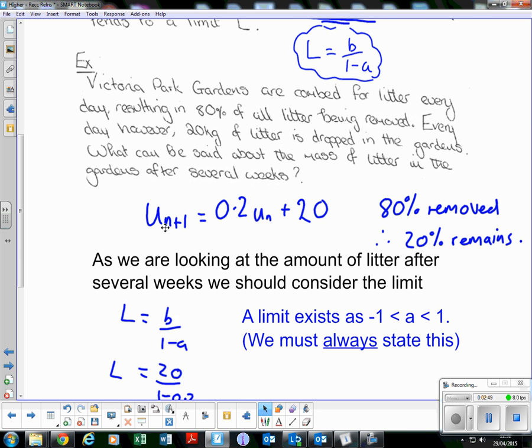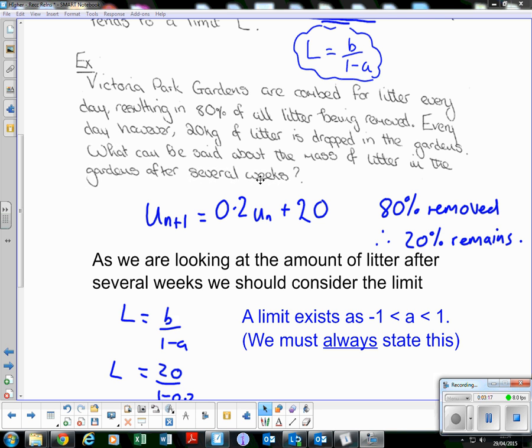So on the next day, u(n+1) will be 20% of what there was on the current day. So 0.2 times u(n) plus 20. The plus 20 is the 20 kilograms of litter that is dropped every day. So again, the next day there will be 20% of the litter from today plus another 20 kilograms. So that is our recurrence relation.